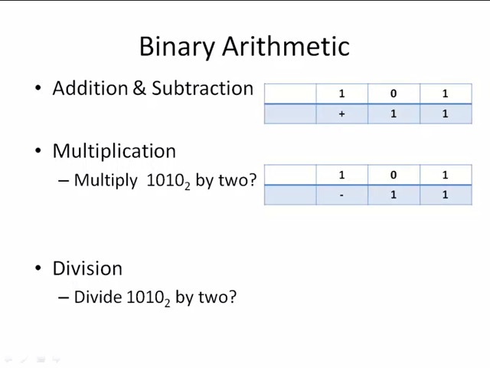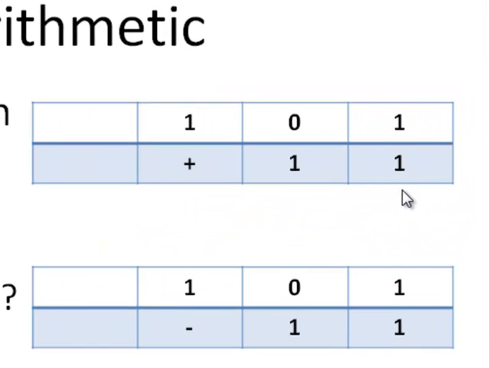We can also do arithmetic with binary, so we can add and subtract binary values. At the top here, we can see an example of binary addition: 101 plus 11. We start on the right hand column, adding 1 and 1. The result of adding 1 and 1 is 2, but we don't have a binary digit for 2, so we put the 1 into the next column, and the result is 0. So when we add 1 and 1 in binary, the result is 10. The 1 goes into the next column and the 0 goes below.